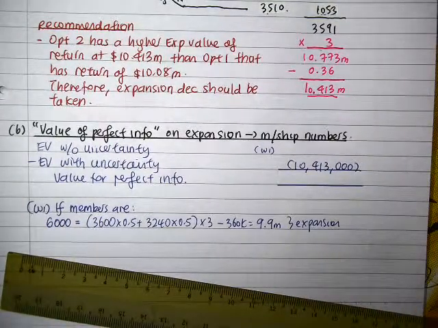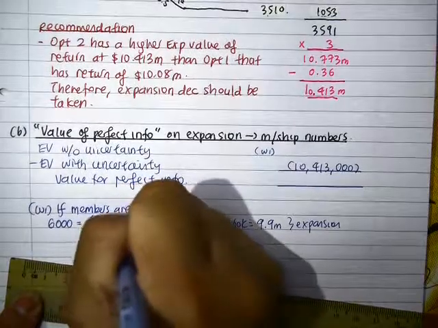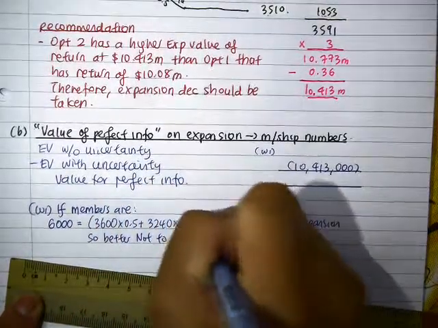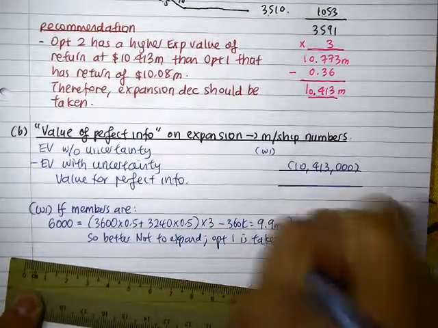Will you go for expansion then? I won't go for expansion already, right? Because expansion gives me 9.9. If I don't expand, it gives me 10.08. So it's better not to expand. Option 1 is taken.